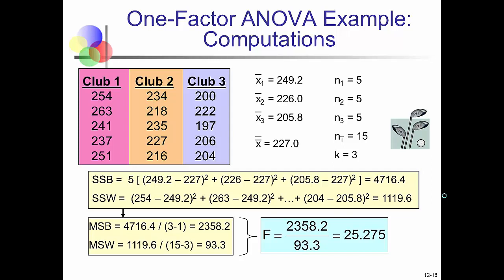So our F score, or F statistic, is the mean square between divided by the mean square within, and we get an F score of 25.275.